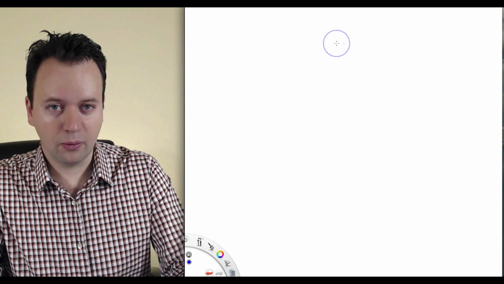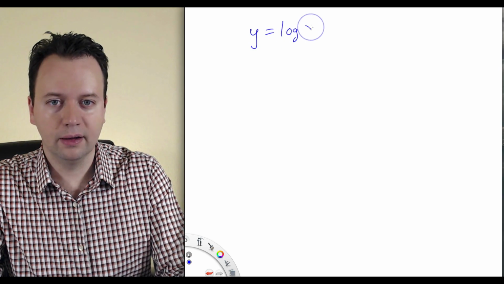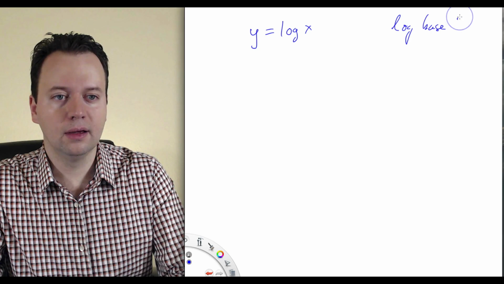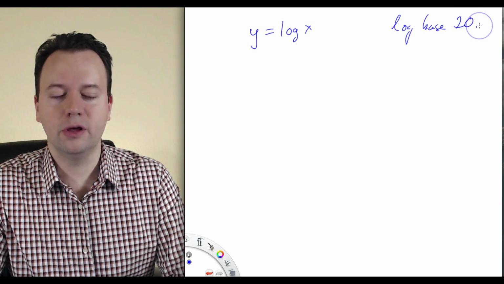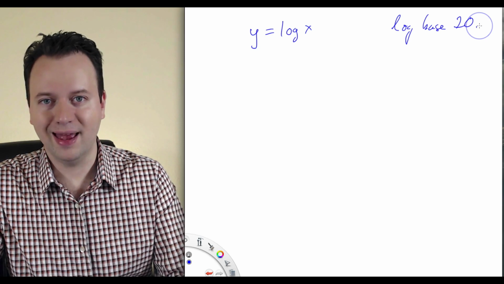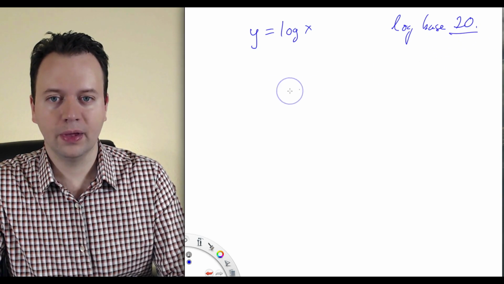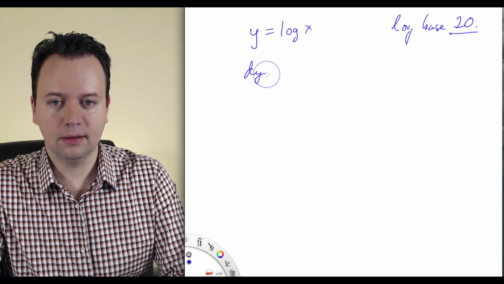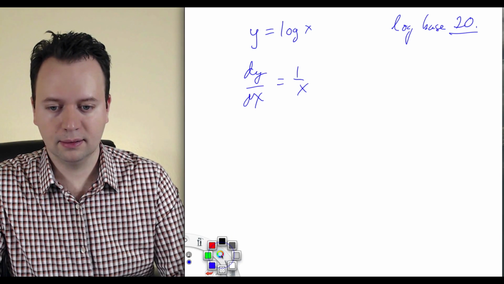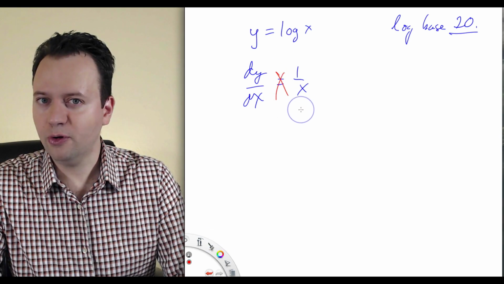Finally, let's look at one interesting example. Let's say y is equal to log of x. So this would be log base 10. Right? So usually when there's no base specified, you assume it's base 10. And then of course ln would be log base e. So what happens if we have log base 10? Well, dy dx is not equal to 1 over x. Not correct. So how do we find the answer?